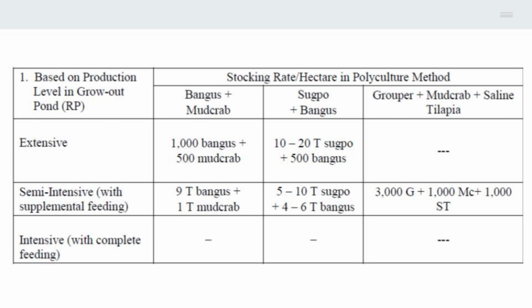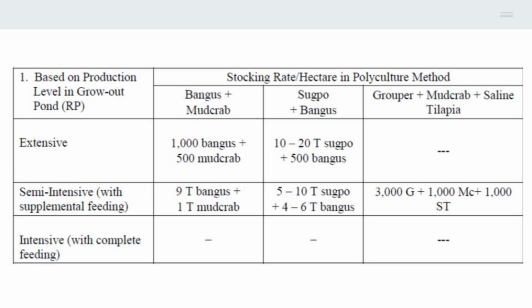Here you can see the bangus and mud crab. In this system, 1,000 bangus are stocked along with 500 mud crabs per hectare. Mud crabs help clean the pond bottom and feed on detritus, while bangus consume plankton and algae. For the sugpo and bangus, here 10,000 to 20,000 sugpo or shrimp are stocked with 500 bangus per hectare. The shrimp occupy the pond bottom, while bangus feed in the water column, reducing competition for food.